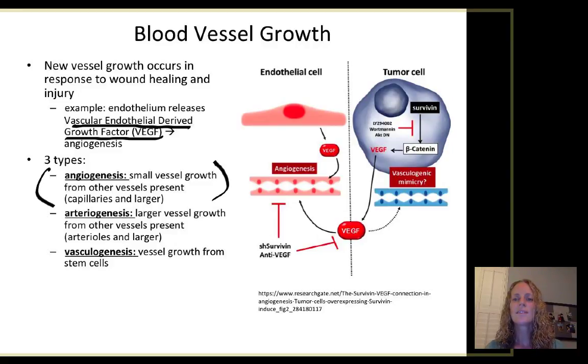This is of interest to oncology research, where they're looking at the factors secreted by the endothelium, such as vascular endothelial-derived growth factor, or VEGF, and the similarities of this signaling in tumor cells. And the hope is that a better understanding of the angiogenesis in the normal endothelial cells and angiogenesis in tumor cells may help with future research on how to block tumor growth.